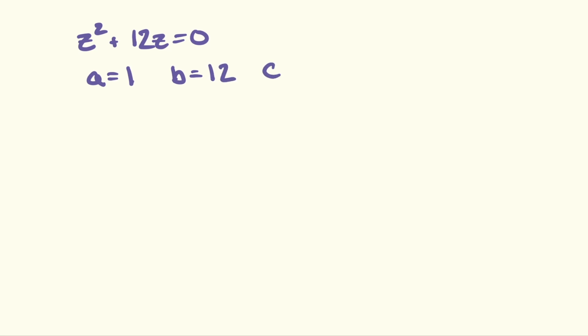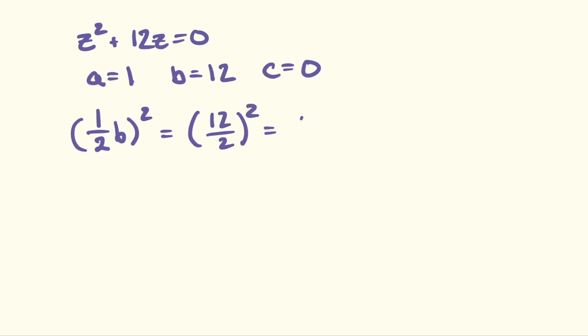So in this case, our z's, we have z squared plus 12z is equal to 0. Let's list out our a's, b's, and c's again. Coefficient for z squared is 1. Coefficient for z is 12. And we have no constant. We are going to take 1/2 of b quantity squared. So this is going to be 12 divided by 2 squared, which is going to give us 6 squared, which is 36. And that actually tells us kind of where we're going with this as well.